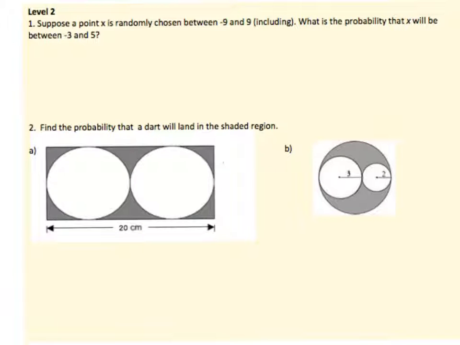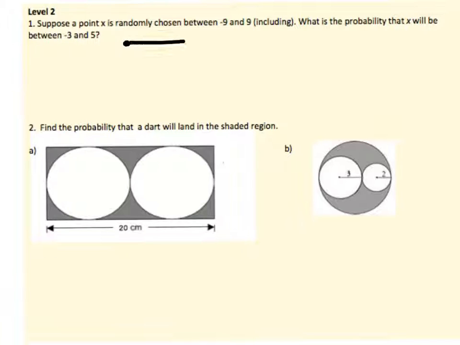Level 2 in Objective 24 is talking about geometric probability. The first one we're talking about distance and length, and then the next two are talking about area. If we read number 1, it says, suppose a point X is randomly chosen between -9 and 9, including. That means that I'm including the number 9 and including the -9 when I'm taking into account how many possible options I have here. What is the probability that X will be between -3 and 5?